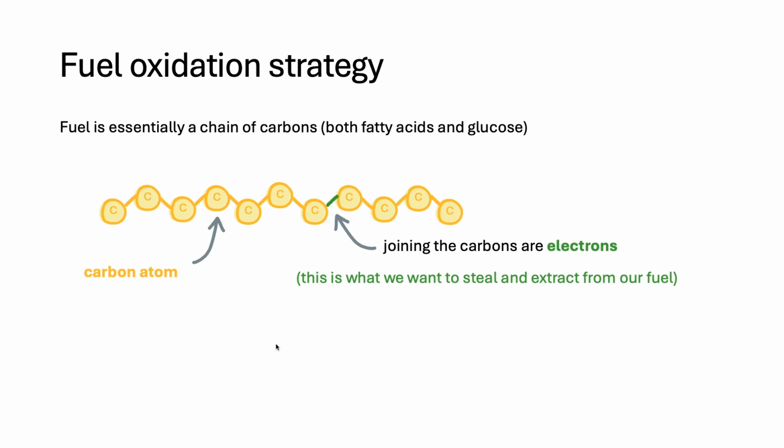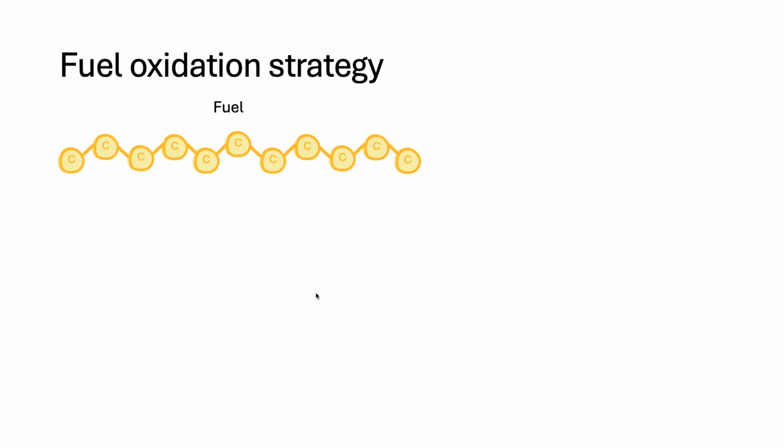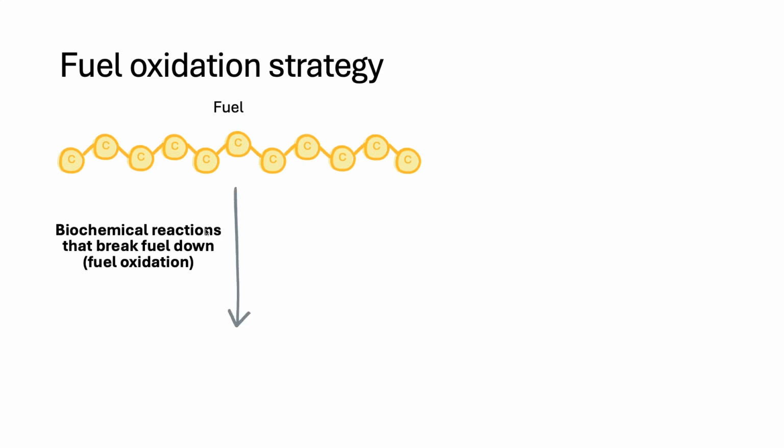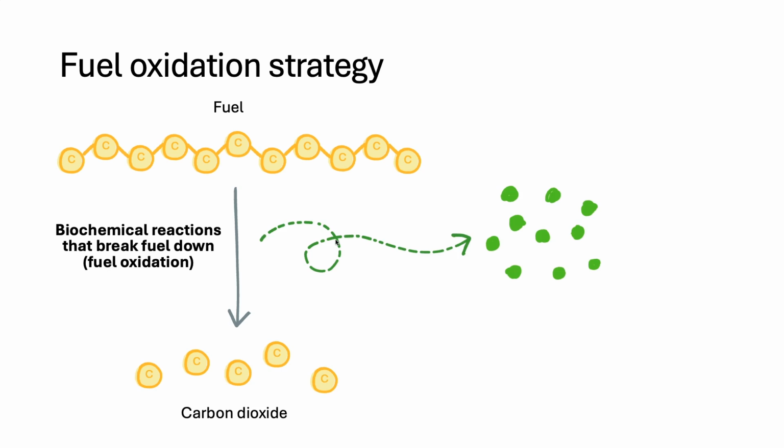Now, this is a fatty acid, but you can think of glucose as essentially the same. It's 6 carbon atoms joined in a hexagon. But either way, we're going to break these bonds and extract the electrons from these bonds. So, we're going to take our fuel, we're going to perform a bunch of chemical reactions that break down the bonds between the carbon atoms, which we call fuel oxidation, and that's going to become carbon dioxide once each of the carbons are liberated. But in the process, we're going to take out all the electrons and rip them out for our own nefarious purposes. Mwahahaha. So that's the strategy.